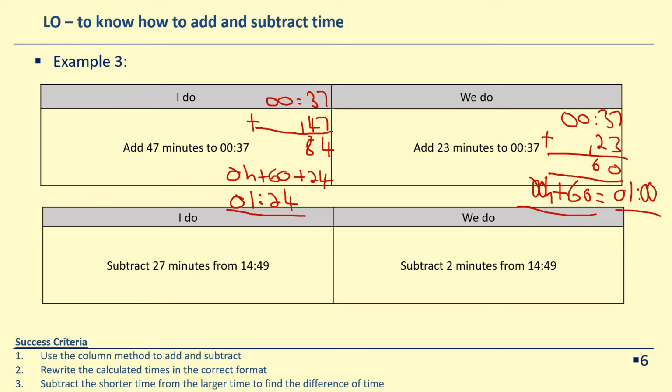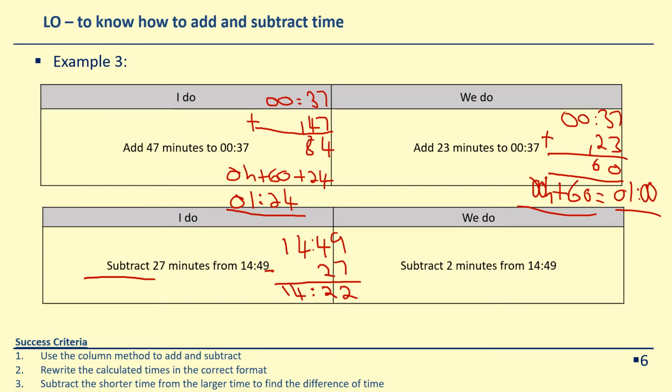Okay, the next I do then. 14:02, 2 o'clock in the afternoon, PM. Remembering from last lesson, we're subtracting 27 minutes. Okay, so 9 take 7 is going to leave us with 2. And 4 take 2 is going to leave us with 2. Then we haven't exceeded any 60-minute marks here, so we can keep our hours the same.